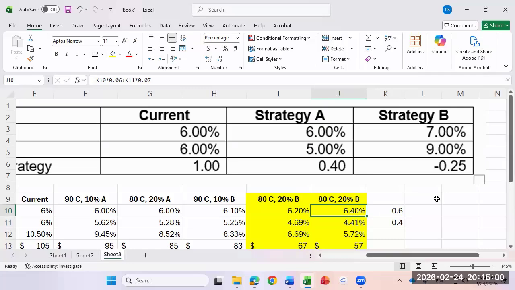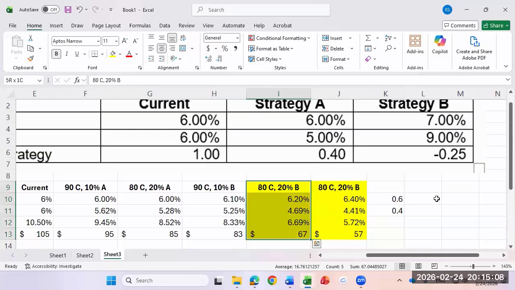What happens when they fall? What happens when inflation's higher? What happens when oil prices do these kind of things? I want to know all those different scenarios. But this is the analysis you would actually do.